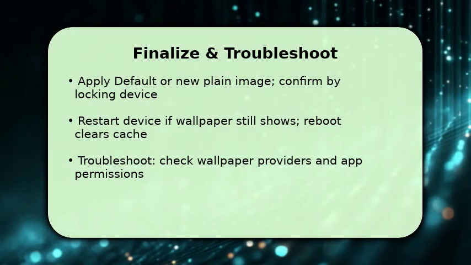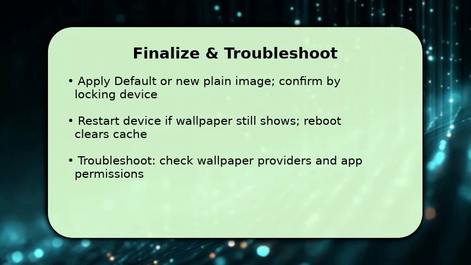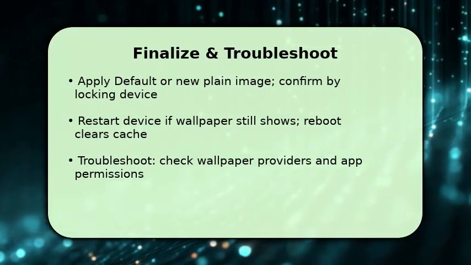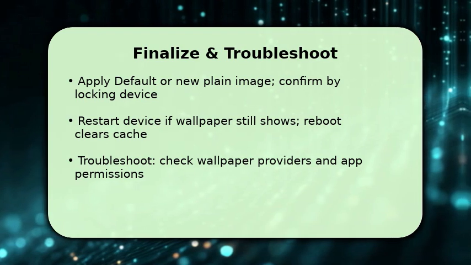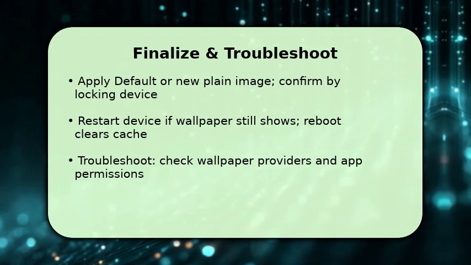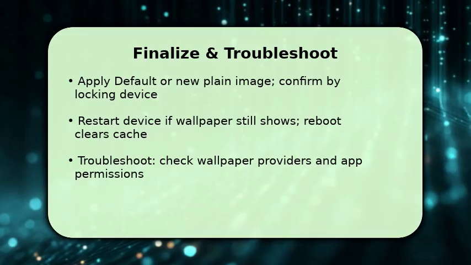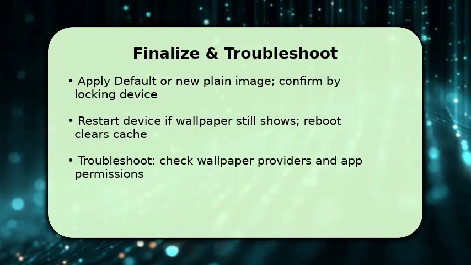Once you've removed the image, apply the default or a new plain wallpaper, and then lock your device to confirm the change appears on the lock screen. If the old wallpaper still shows, restart the phone. A reboot often clears any cached preview.